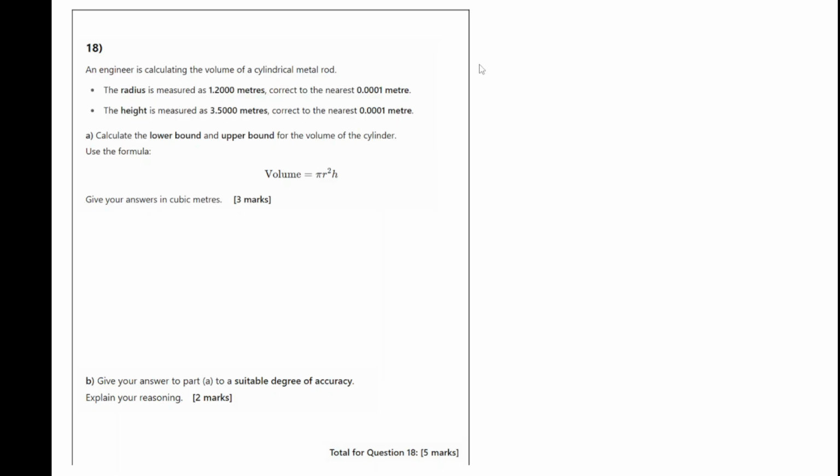Now we need to get the radius upper bound and lower bound. Now to get that, we know it's measured to the nearest 0.0001 meter. So you need to first divide this one by 2. So you get 0.00005. Now to get the upper bound, you add this value to this. So you get 1.2005.